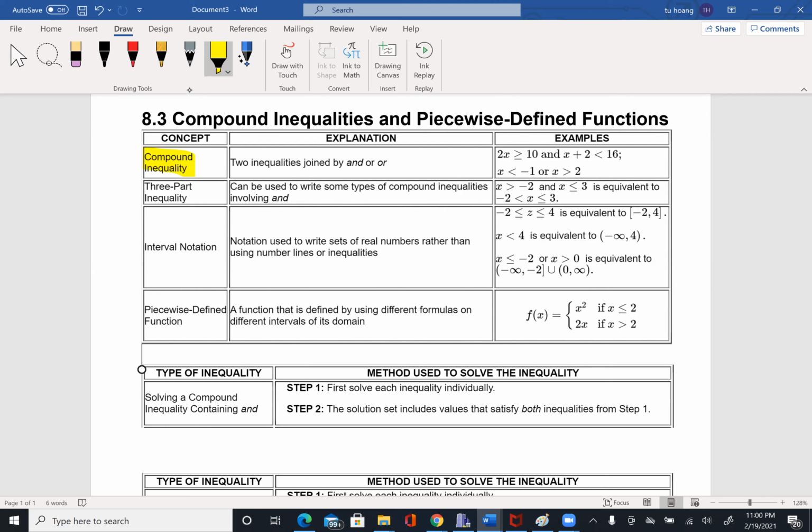Compound inequalities have two inequalities joined by "and" or "or". There are some examples, such as 2x greater than or equal to 10 and x plus 2 less than 16. Another one, using "or", is x less than -1 or x greater than 2.